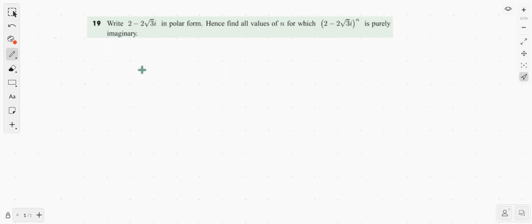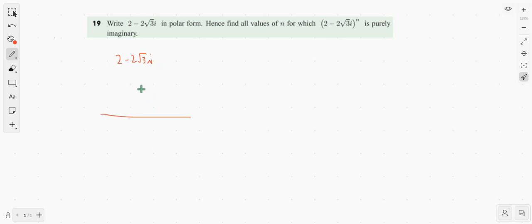So question number 19. Write 2 minus 2 square root of 3i in polar form. Hence, find all values of n for which (2 minus 2 square root of 3i) to the nth power is purely imaginary. So first, let's change this 2 minus 2 square root of 3i into polar form.